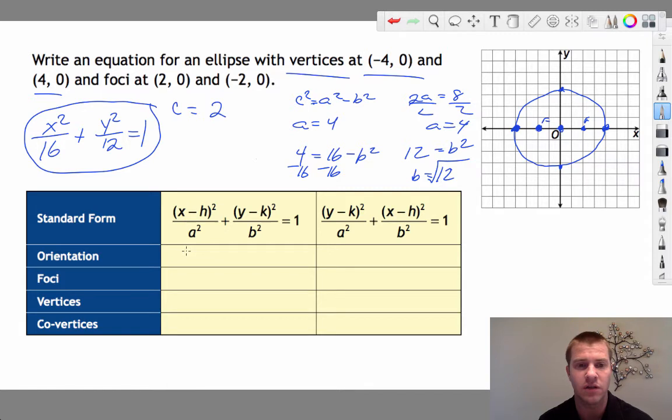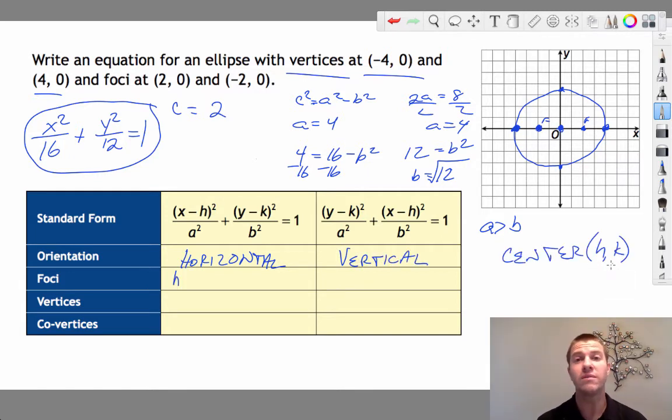If x is first, then it's horizontal. I'm sorry, the x doesn't have to be first because this is plus, so it really doesn't matter which one is first. It matters which denominator is larger. Because the x has the larger denominator, that's what would make it horizontal, whereas if the y has the larger denominator, then it's going to be vertical. The center is going to be at h, k, and the foci are going to be c away from the center.